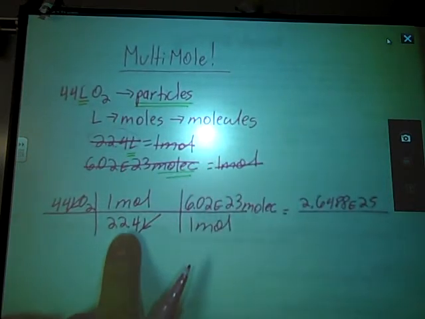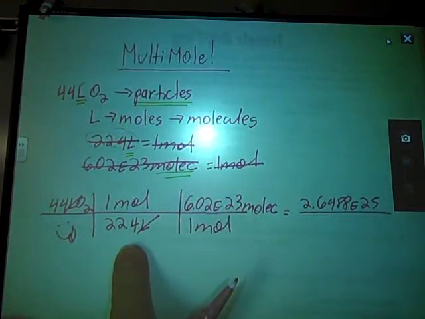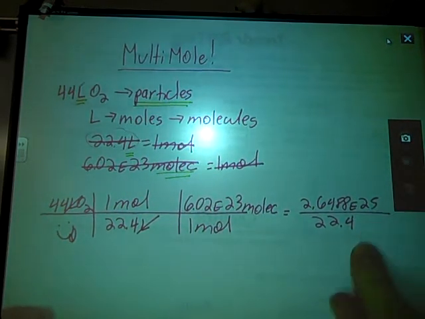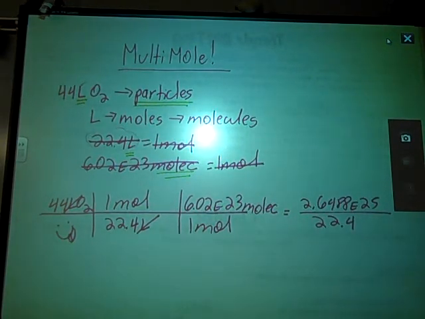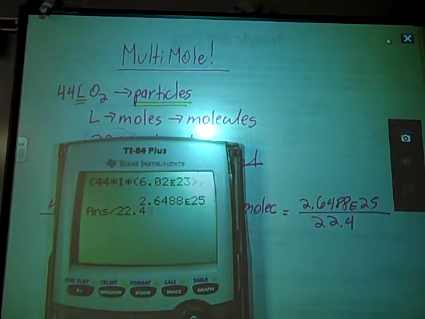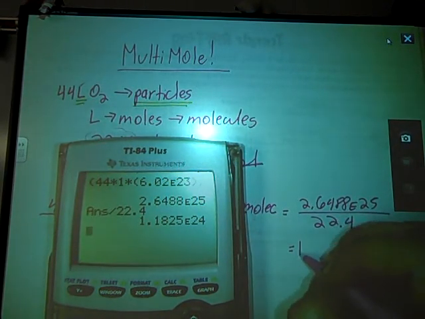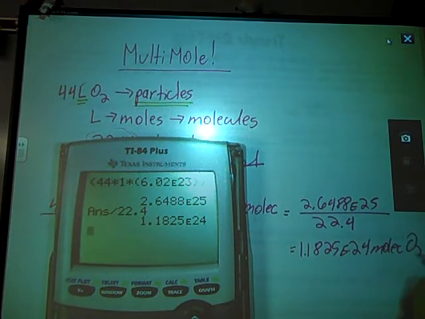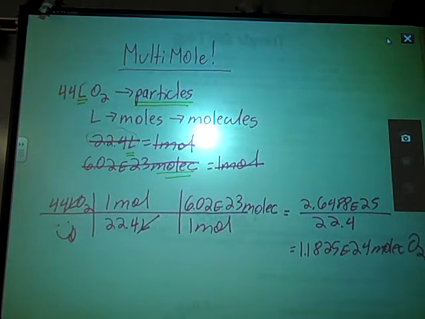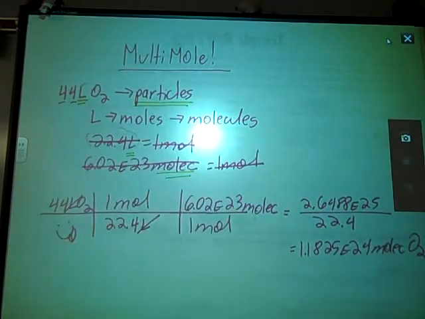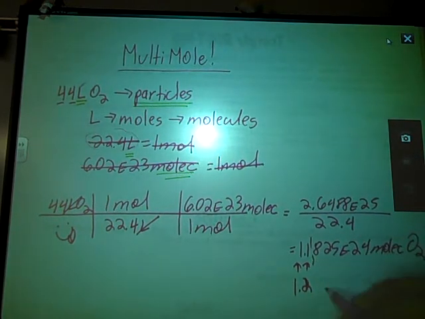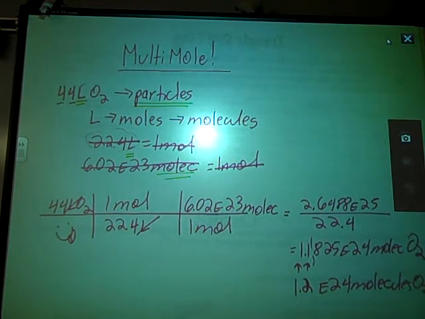So now we're going to do 22.4 times 1. So now we're going to divide top by bottom. Can you see that? Oh, yes, you can. Oh, good. So top divided by bottom tells me that I have 1.1825 times 10 to the 24th molecules of O2 in my sample of 44 liters of oxygen gas. Last thing to check is sig figs. 2 sig figs here. All I get are 2 sig figs here. Oops. So I have to round. Number, unit, thing.